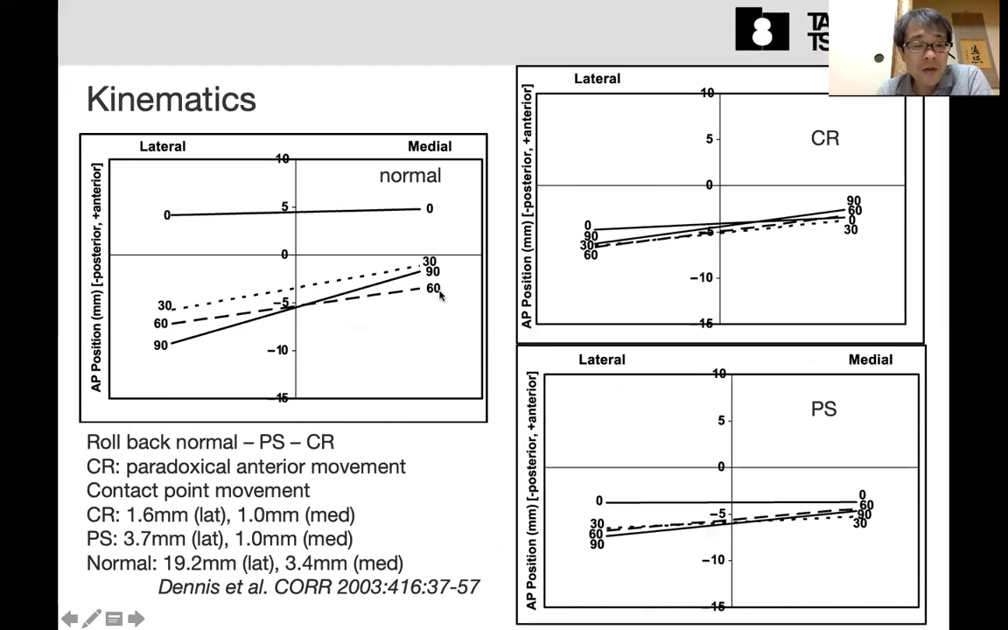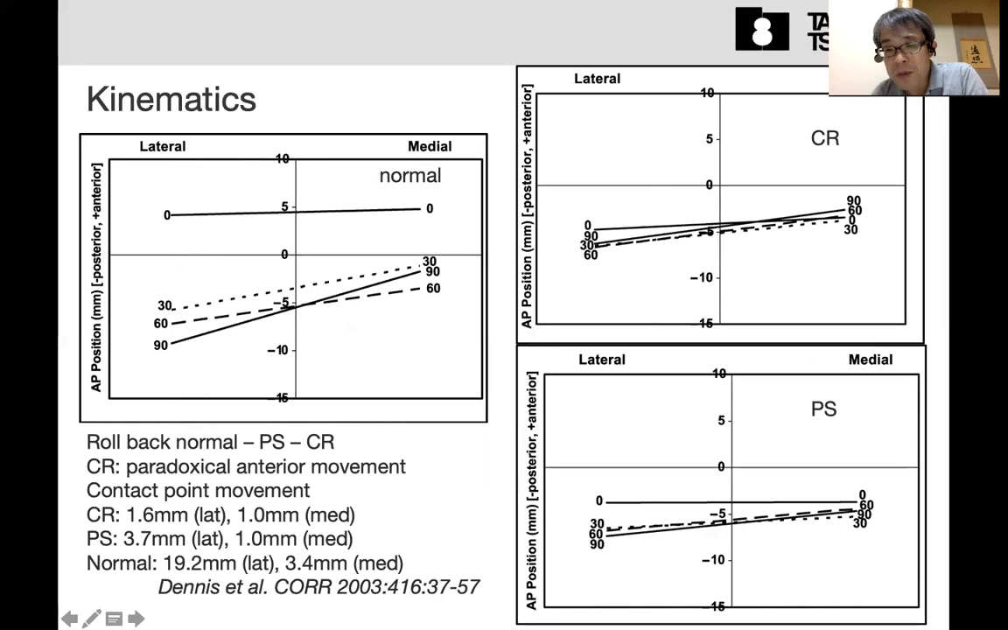And in the normal knee, the rollback motion should be 3.4 millimeters on the medial side and around 2 centimeters on the lateral side. This is a normal rollback motion. This is almost a continuous posterior movement. This is a normal posterior translation, or posterior rollback motion.